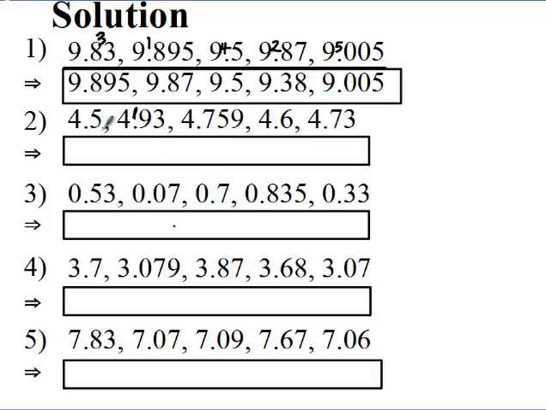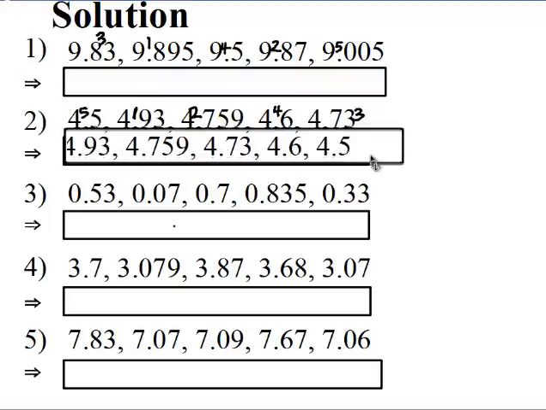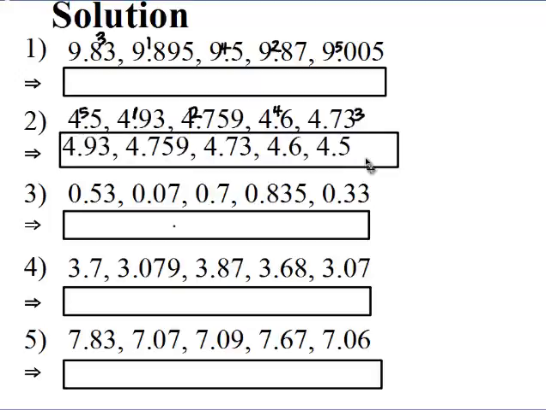Still on the 10th column, this one has 7. This also has 7. So we move on to the 100th column. This has 5. This one has 3. Hence, this is bigger than this. Then when we come to the last two, 6 is bigger than 5. So this is the 4th one and the 5th one. So arranging in descending order, this is the descending order.